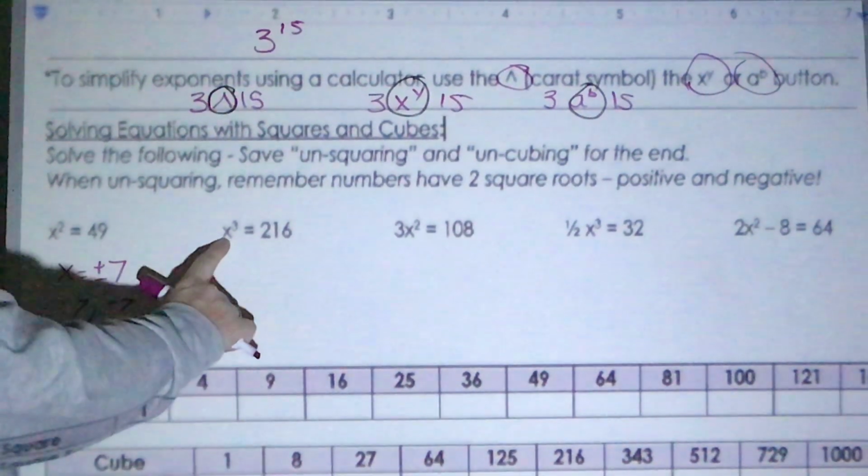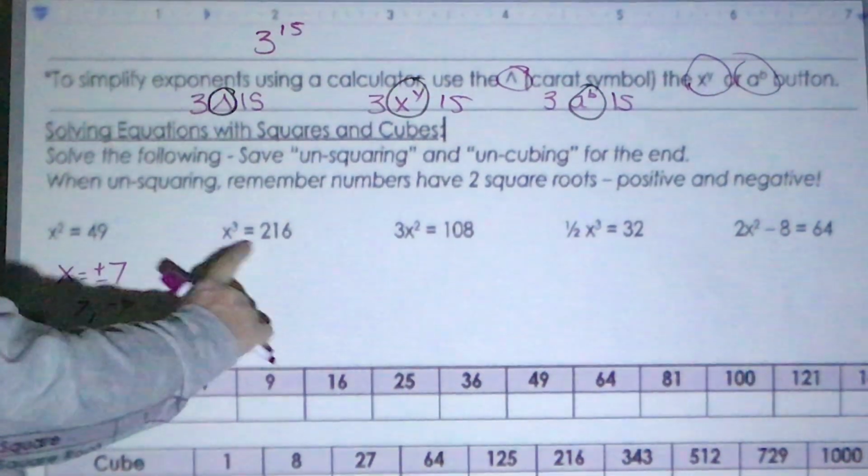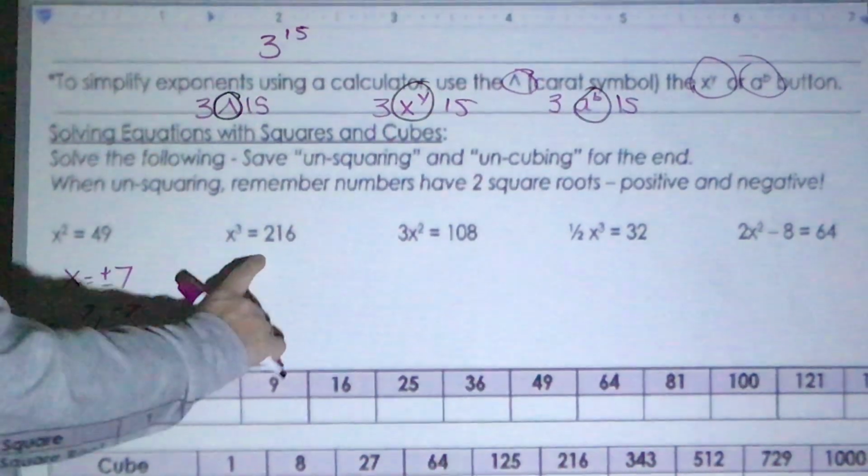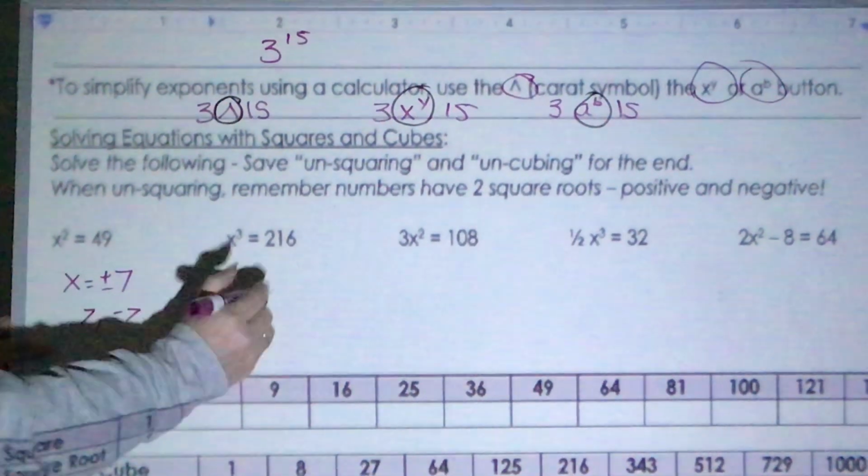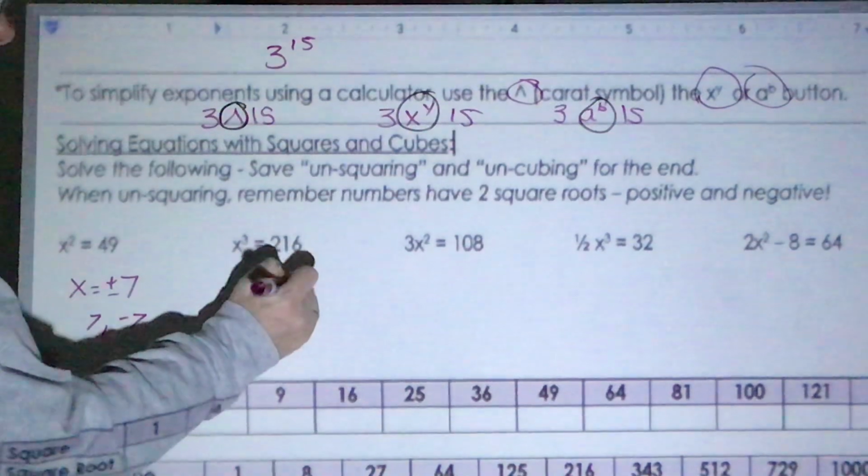For this one, I'm looking for x cubed equals 216. I want to know what number times itself 3 times will give me 216. The only number that will do that is the number 6.